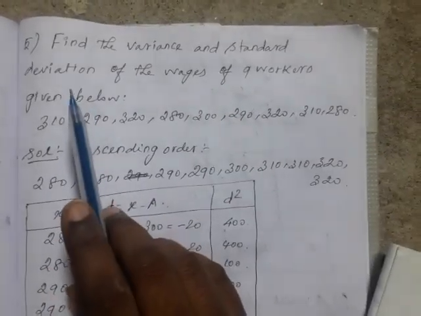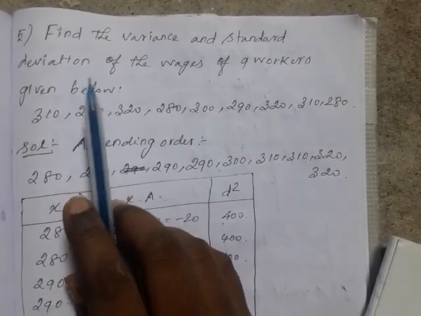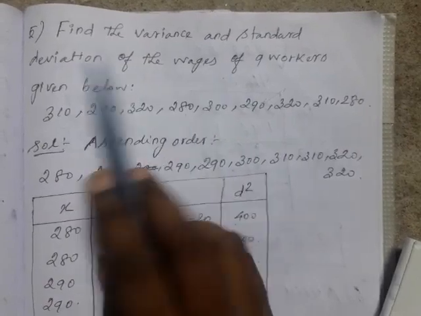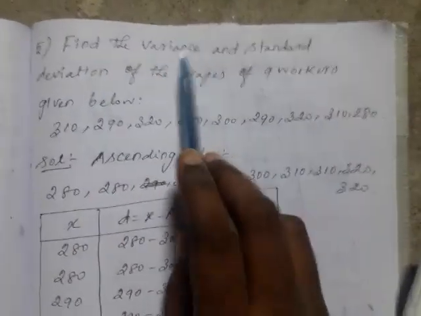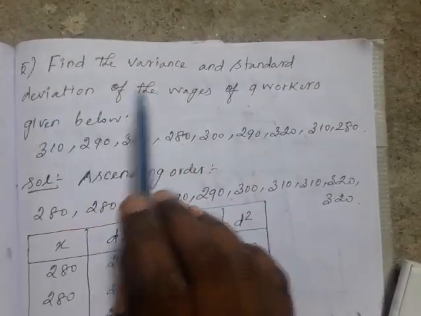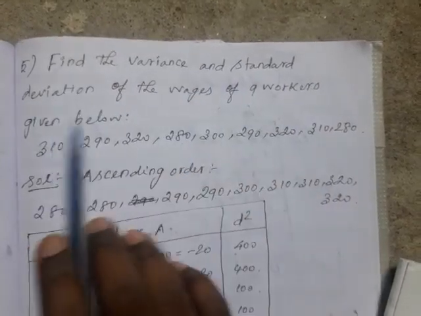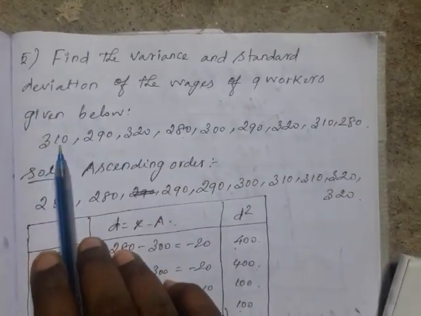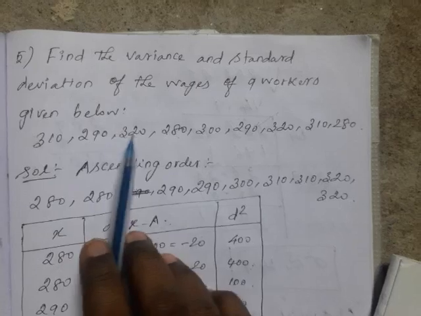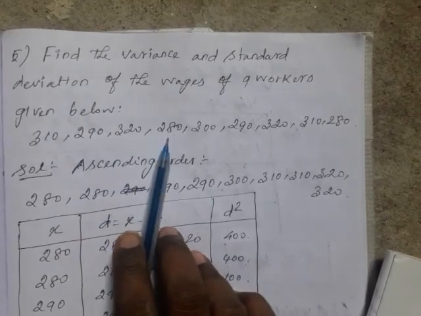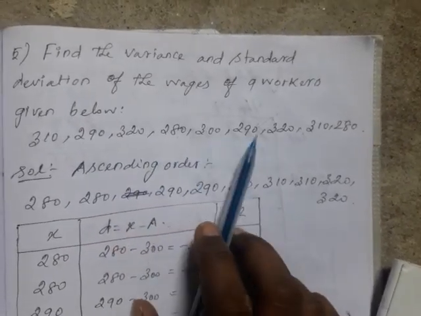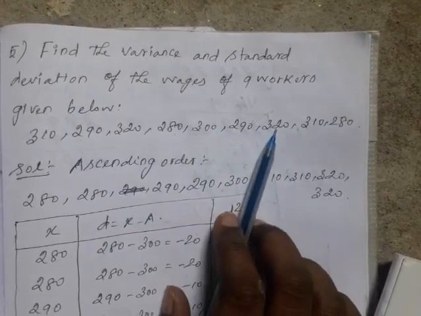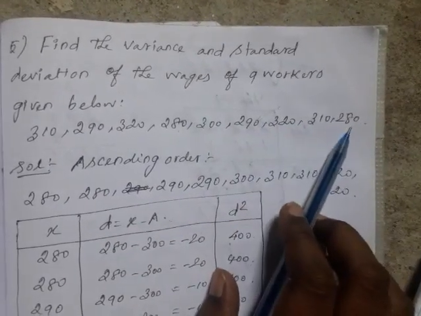Good morning students. Today we are going to discuss exercise 8.1, fifth sum. Find the variance and standard deviation of the wages of 9 workers given below: 310, 290, 320, 280, 300, 290, 320, 310, 280.